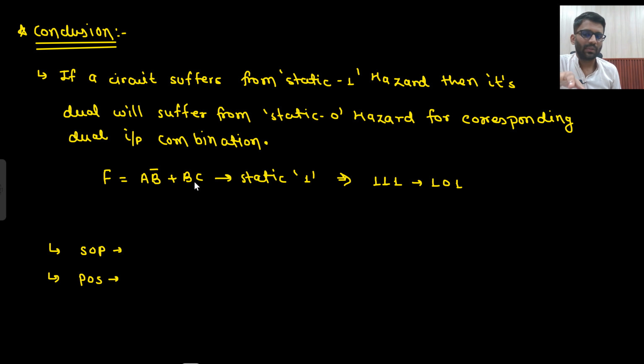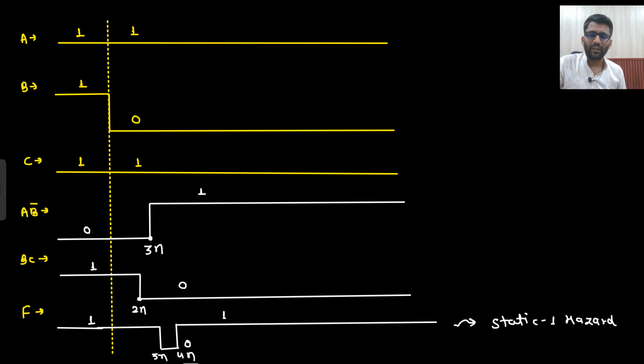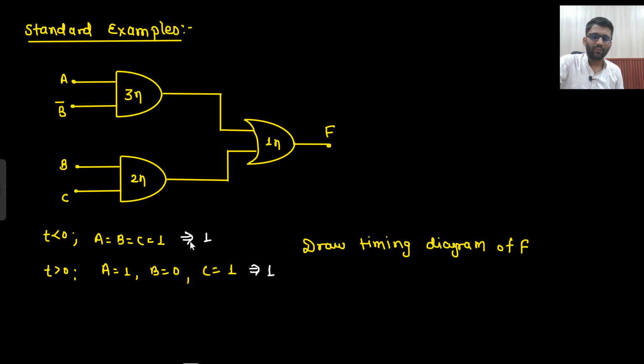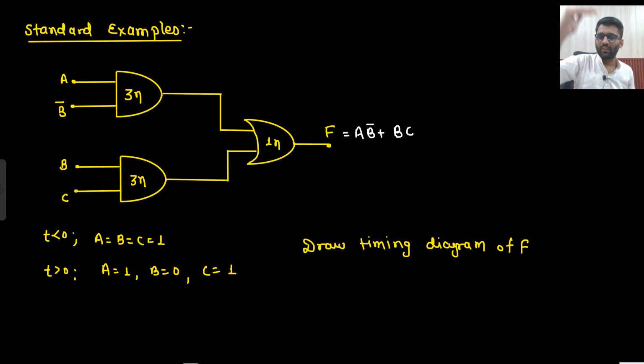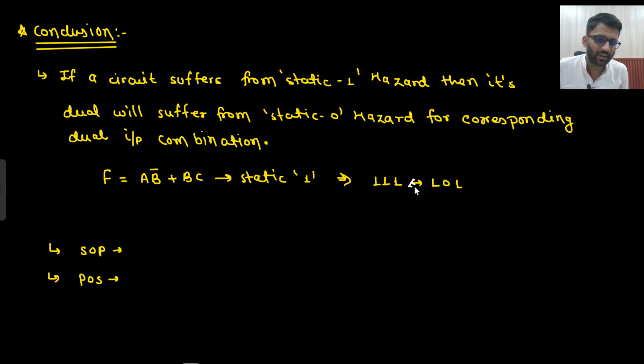F equals AB bar plus BC was suffering from static 1 hazard for this condition. Even if you take the inputs from here to here as well, no? Let's just say we solved this example where we were going from 111 to 101. If you were going from 101 to 111, that means for t less than 0 you are having 101, for t greater than 0 you would be having 111, then also there will be hazard. If in one direction you are having hazard, 111 to 101, then certainly in the opposite direction there will be hazard for sure. So in place of this, I should have made this arrow in both directions, that in both directions you can have hazard.